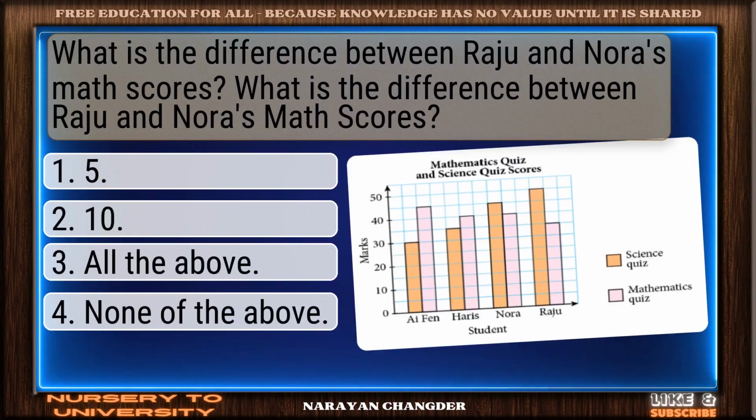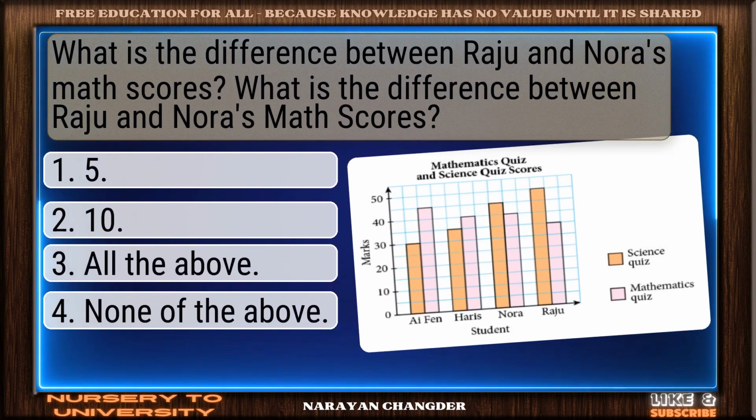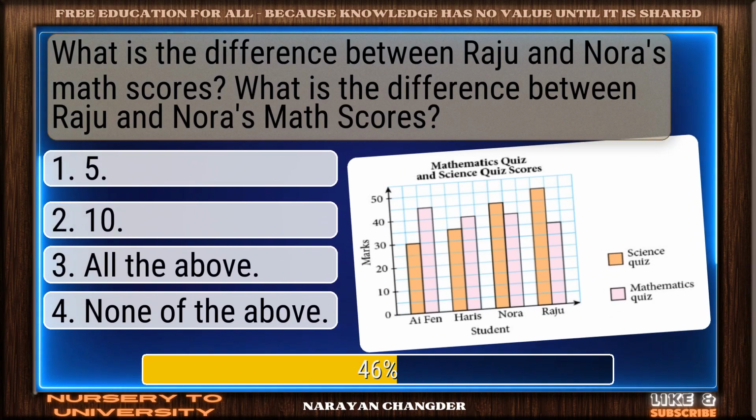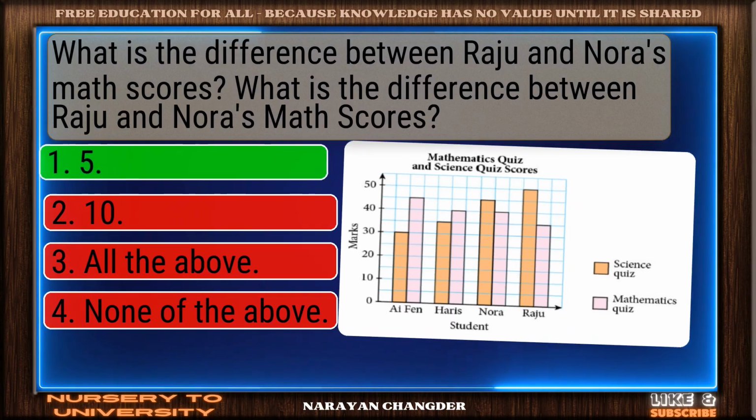What is the difference between Raju and Nora's math scores? Excellent choice. 5 is the right answer.